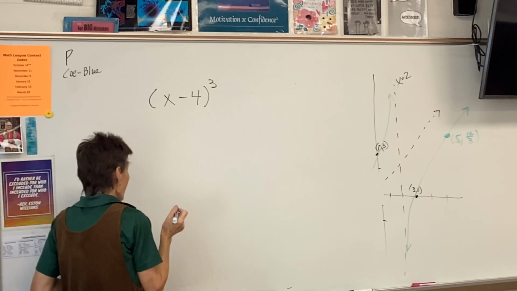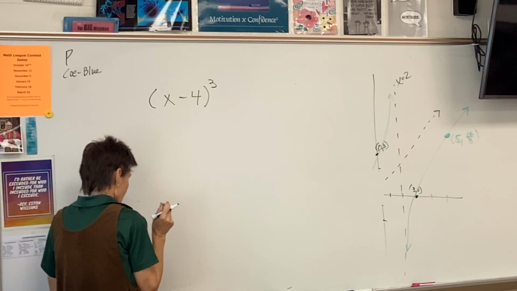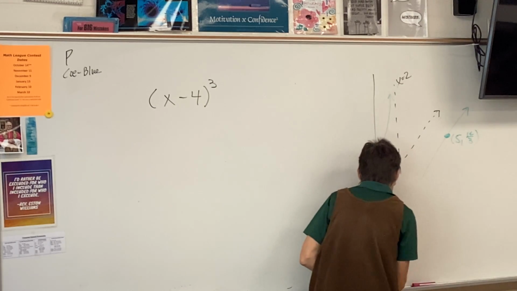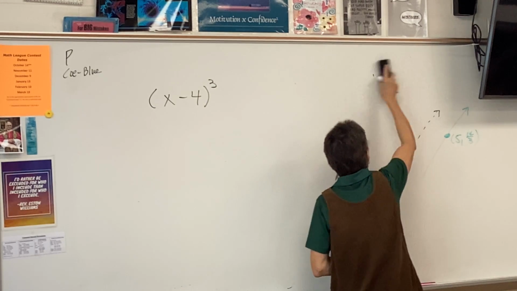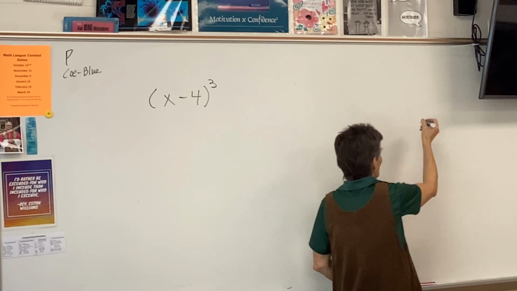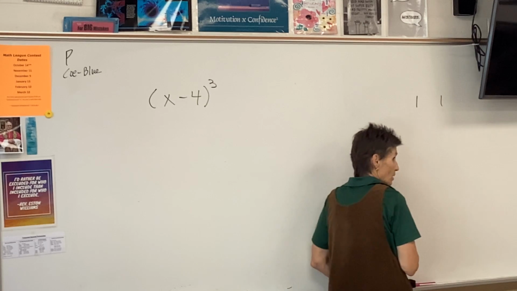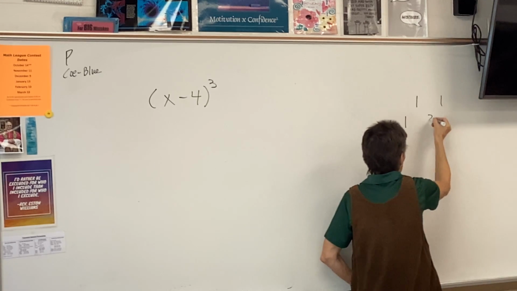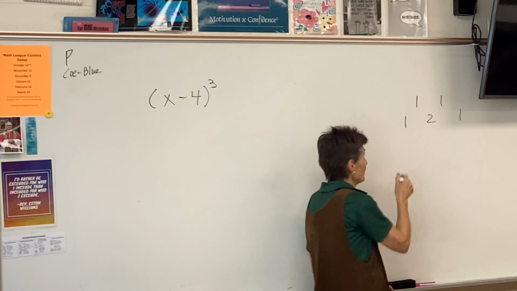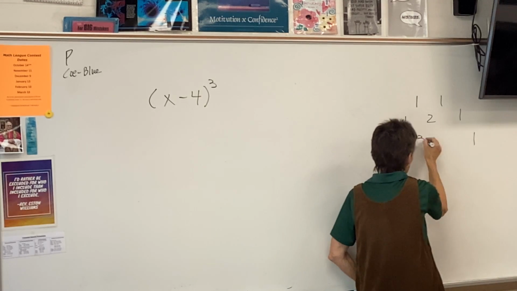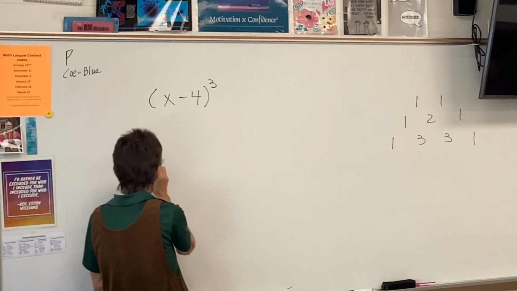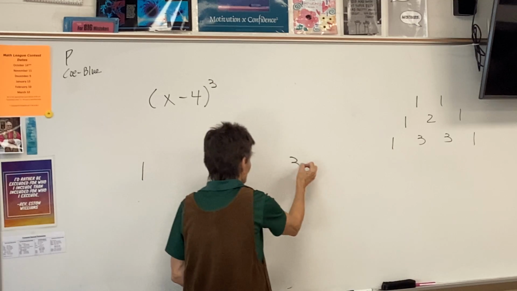So if we are cubing, then we need to use the third row. Remember how this is built? We have a 1 and a 1, and this would be 3 and 3. So there are our numbers. And that's the third row of the triangle.